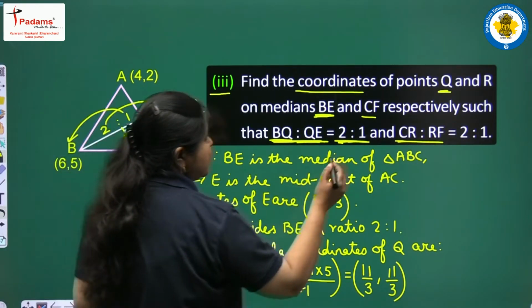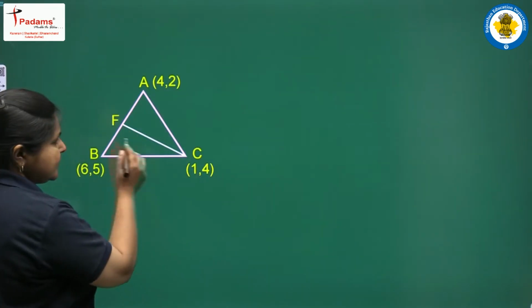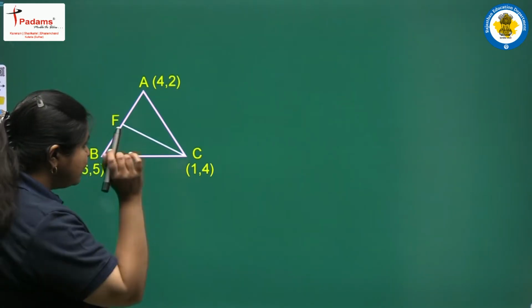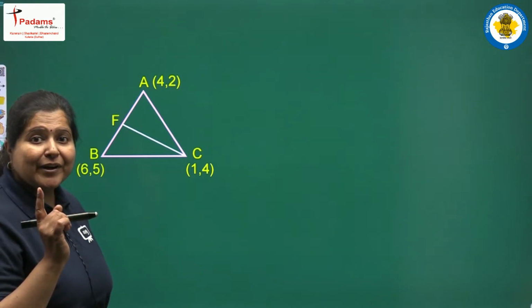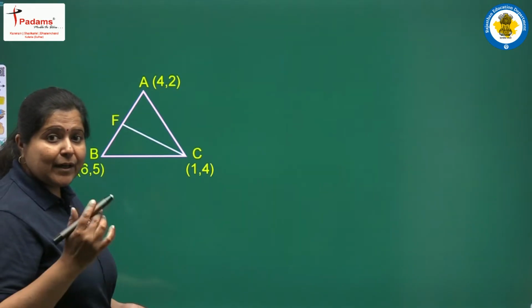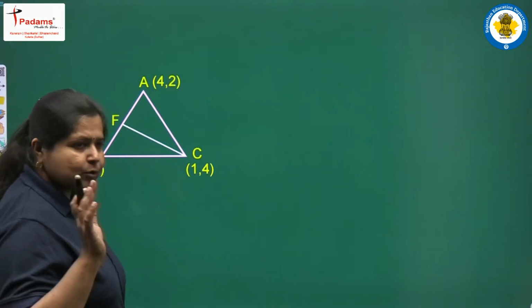वी हैव टू टेक द थर्ड मीडियन CF. वी ड्रॉ द फिगर इन दिस वे. दिस इज द थर्ड मीडियन. ठीक है. और मीडियन का मतलब क्या हुआ कि वर्टेक्स C से हम ज्वाइन कर रहे हैं AB के मिड पॉइंट को. तो F जो हो गया वो AB का मिड पॉइंट हो गया. और अब पहले हम मिड पॉइंट फॉर्मूला से F के कोऑर्डिनेट्स फाइंड आउट करेंगे. चलिए इतना तो करते हैं पहले.